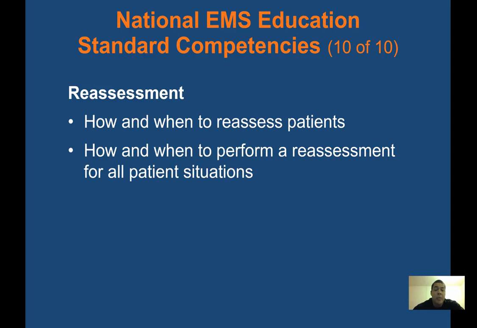So reassessment: how and when to reassess patients. How and when to perform a reassessment for all patients. For trauma patients, you're going to reassess at a minimum every 5 minutes. For an unstable patient, every 5 minutes; for any stable patient, you're going to reassess every 15 minutes. You're always going to get 2 sets of vital signs no matter what. Whatever call it is, you're going to get 2 sets of vital signs. If you're 3 minutes away from the hospital, you're going to have 2 sets of vital signs no matter what. And you're always reassessing no matter what.